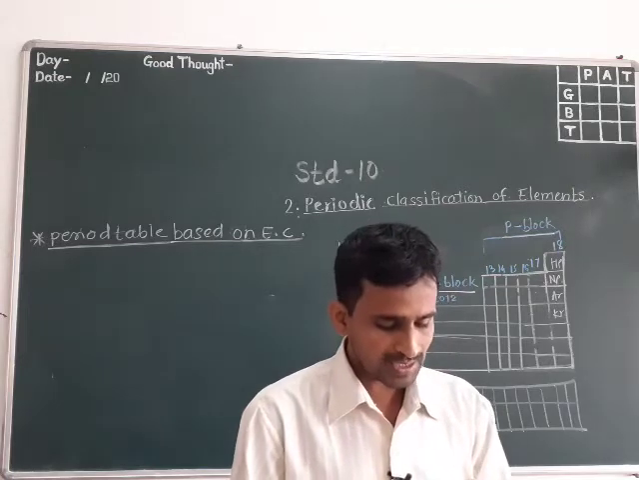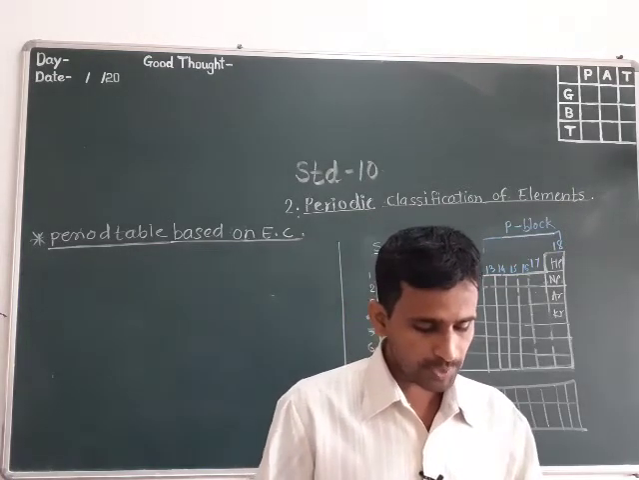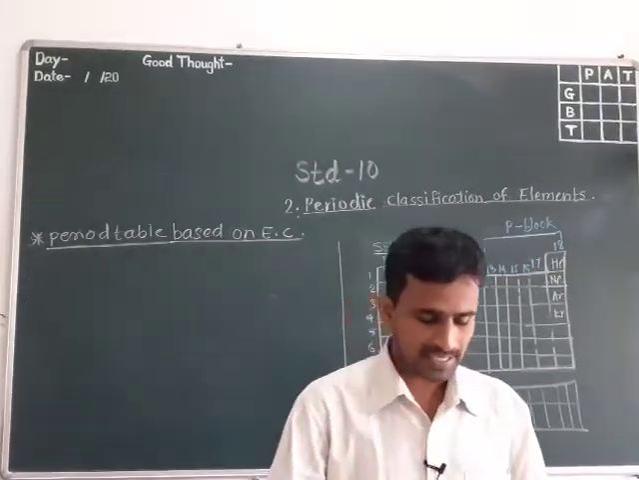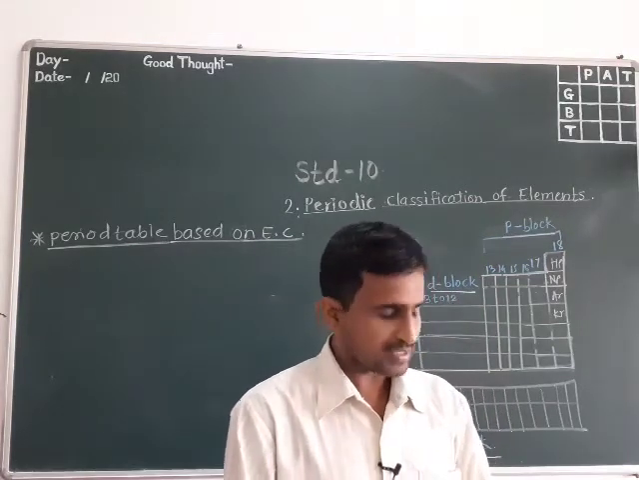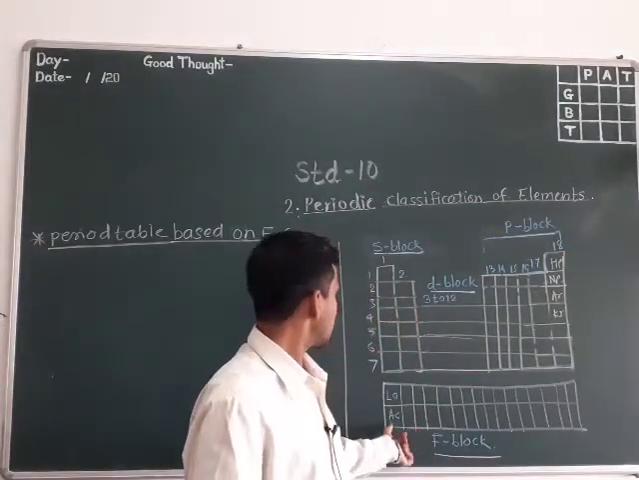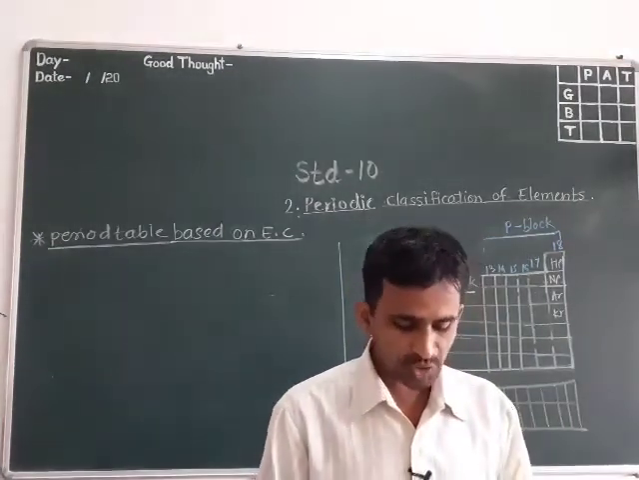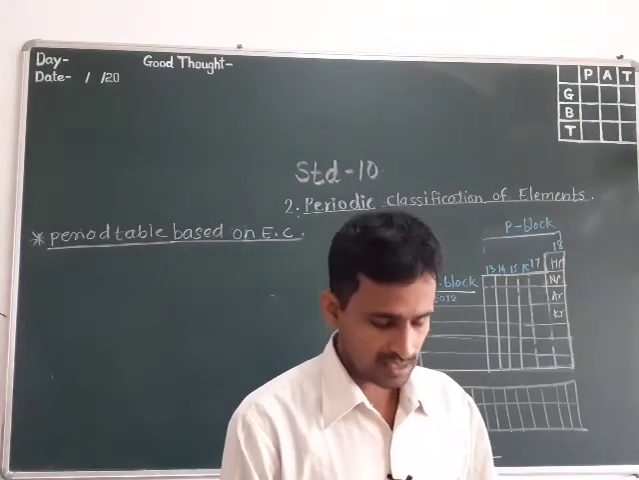Fourth one, inner transition elements. The elements present at the bottom of the periodic table, the lanthanides and actinides, are called inner transition elements, the F block elements. Lanthanides and actinides are metals. They have 3 outermost shells incomplete. All these elements are metals.